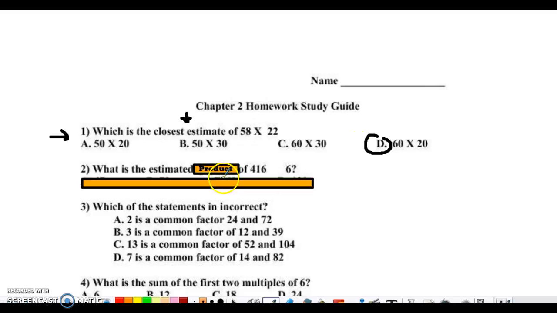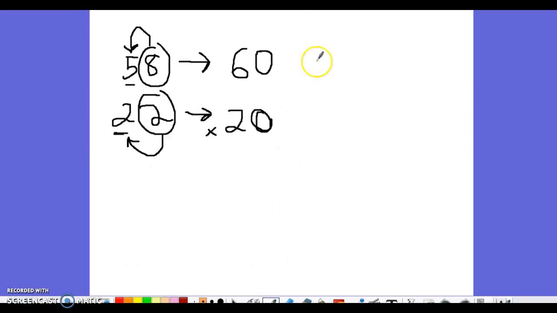The next one you need to solve. What is the estimated product? Well, I need to take 416 and 6, and first I need to round and then solve. So in this case, I do the same exact step for 416. I'm going to round it. But I do not need to round the 6 because it is just a single-digit number. So when I have a single-digit number, I drop that right into my math equation. But I do have to round any multi-digit number, which is 416 in this case.